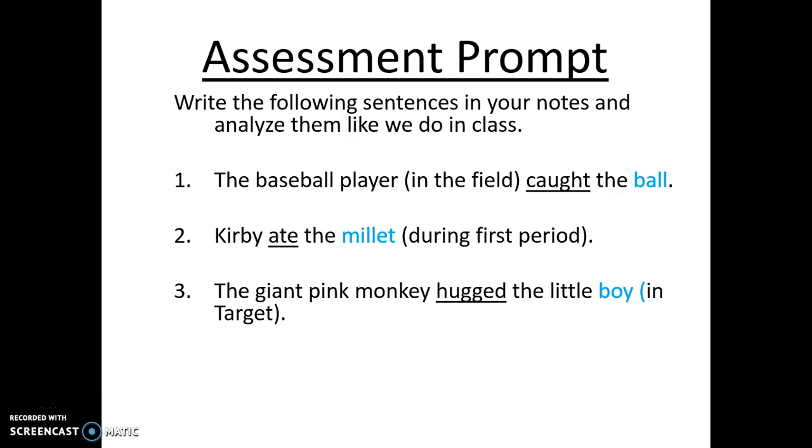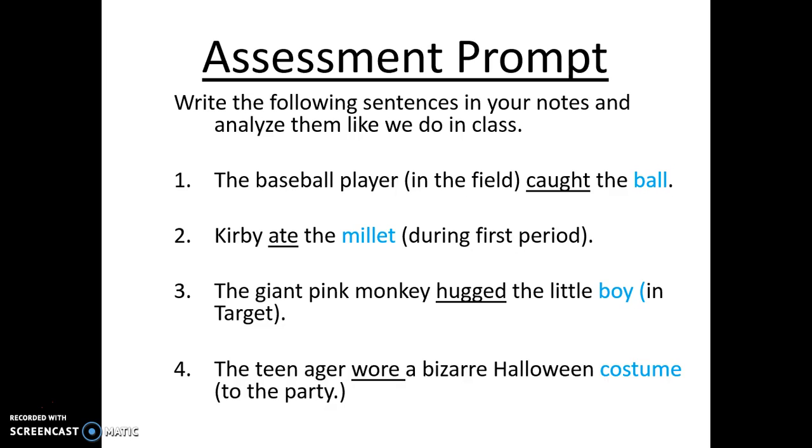Number 3. In Target is your prepositional phrase. Hugged is your verb. It is an action verb. Who did the monkey hug? Boy. Boy is your direct object. Number 4. To the party is your prep phrase. Wore is your verb. It is an action verb. What did the teenager wear? Costume is your direct object.